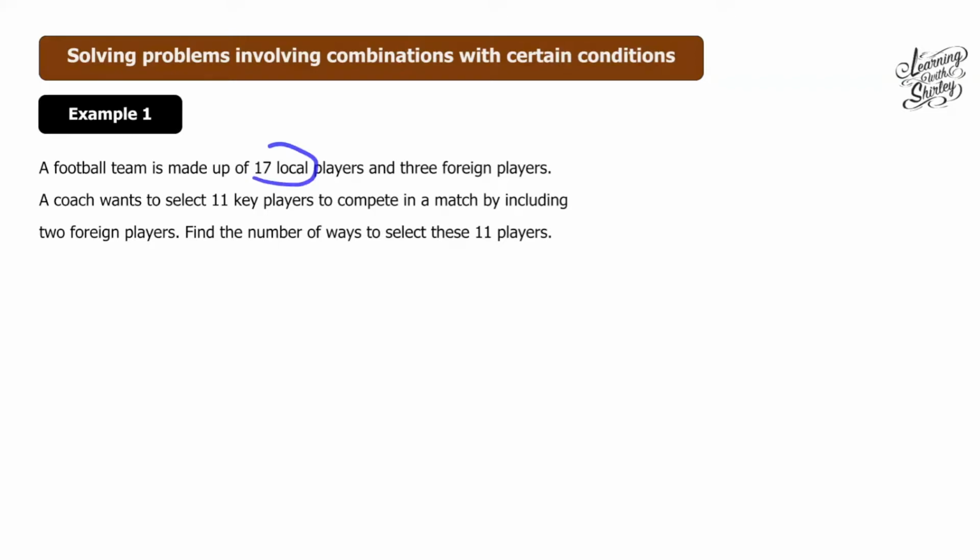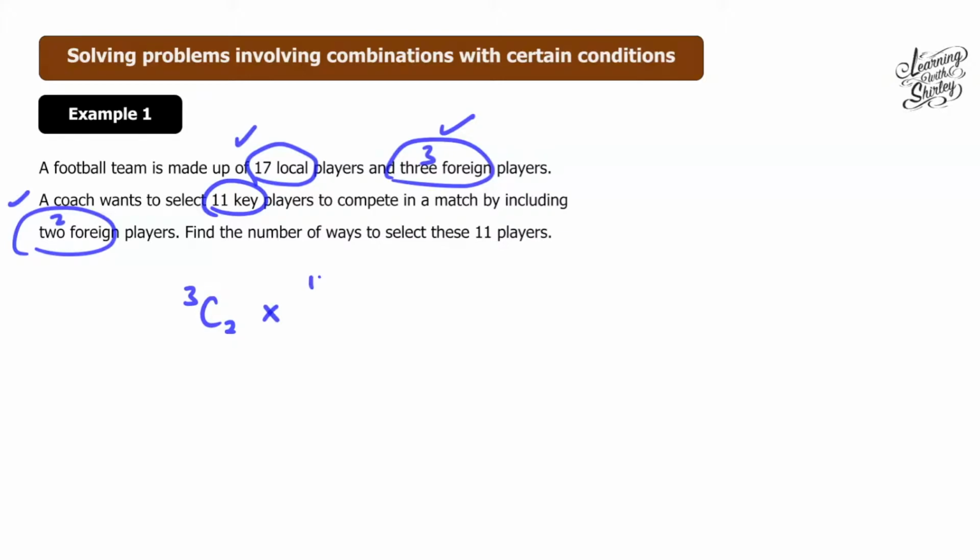So first we have 17 local and 3 foreign. And then we're going to select 11 key players in total, but must include 2 foreign players. So we have 3 foreign players and we choose 2, so it will be 3C2, and then times with the local players. We have 17 local, so 17C.